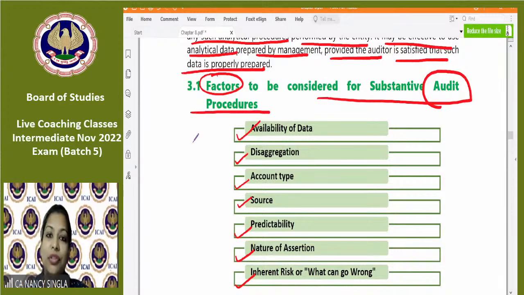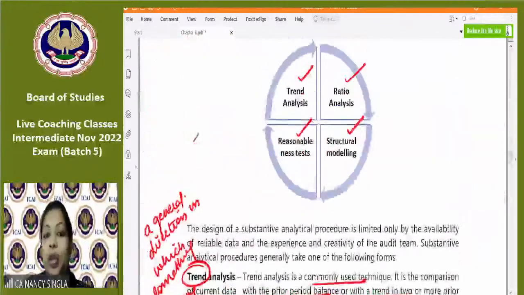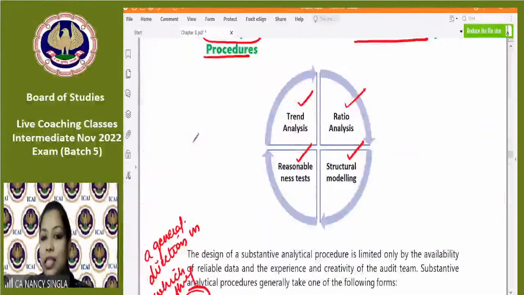Inherent risk. If the inherent risk is high, the auditor will not only rely on analytical procedure, he will go for what? Test of details. What are the techniques? Trend analysis, ratio analysis, reasonableness test, structural modeling.